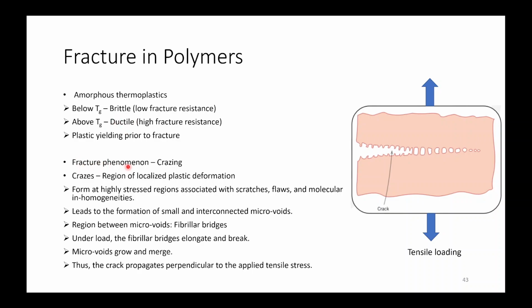The fracture phenomenon is known as crazing in the case of polymers, and crazes are regions of localized plastic deformation. Now, it forms at a highly stressed region associated with scratches, flaws and molecular inhomogeneities, and it leads to the formation of small and interconnected microvoids, which is shown here.